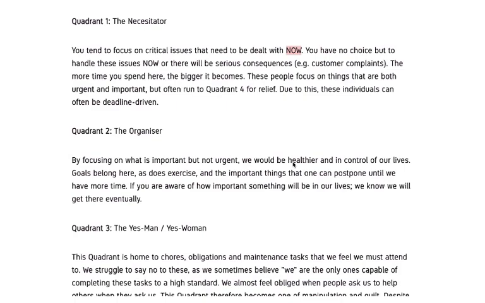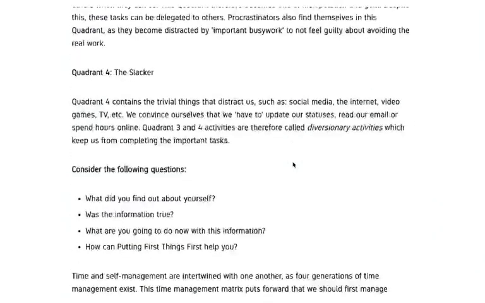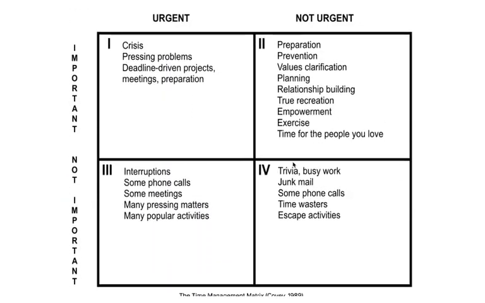These people who find themselves here often run to quadrant number 4 for relief. Well, what's in quadrant number 4? This is stuff like busy work, junk mail, sometimes phoning, time wasters, things like people typically see playing games as a time waster if you play excessively. These are escape activities, right? So we run from here to the things that are not urgent and things that are unimportant for relief, and then we usually go between the two.